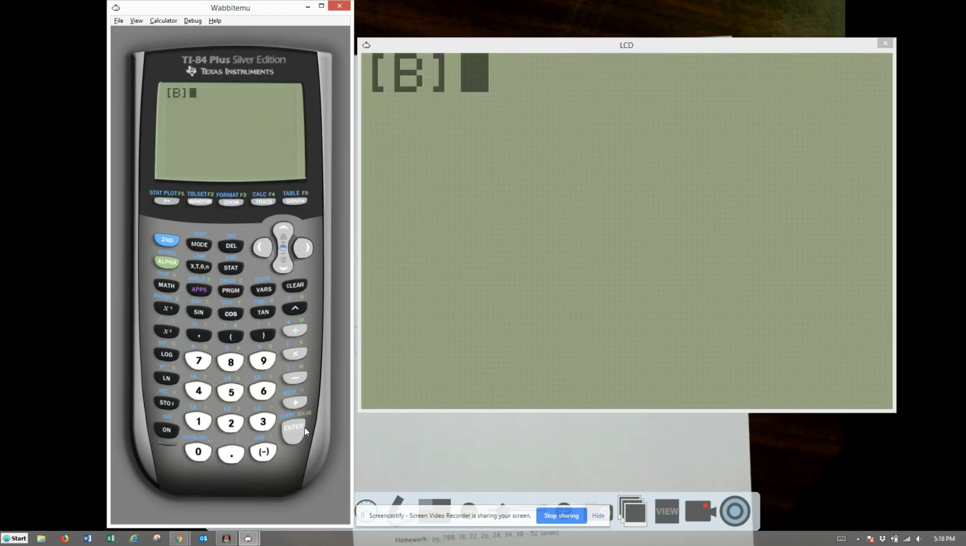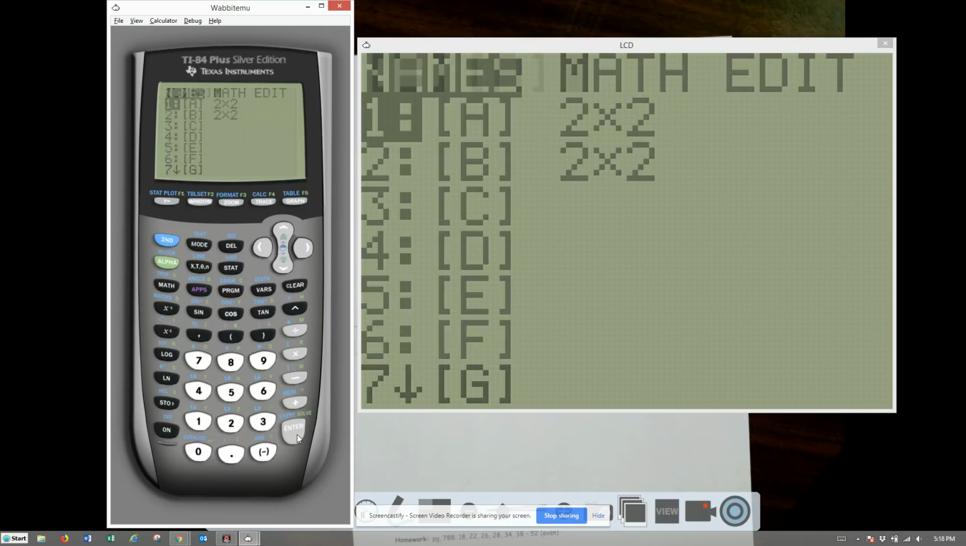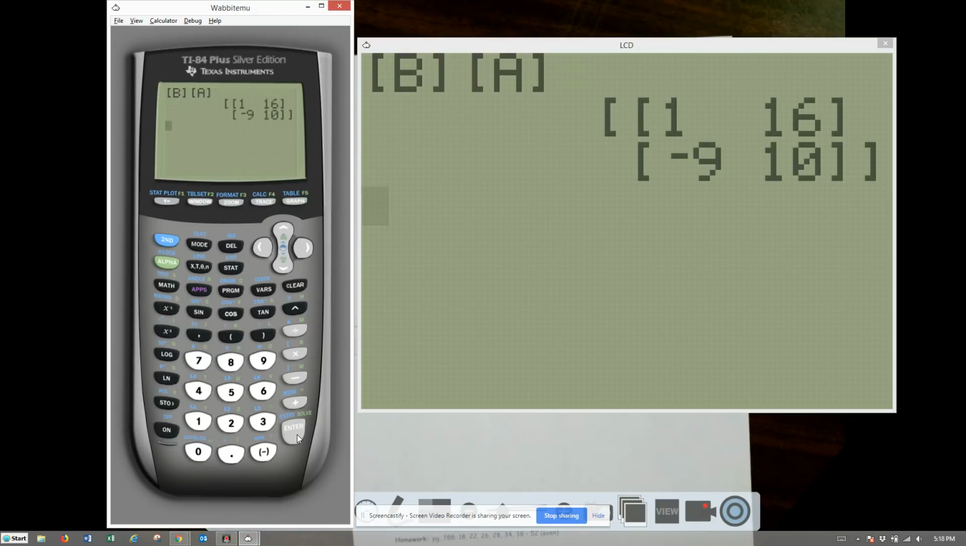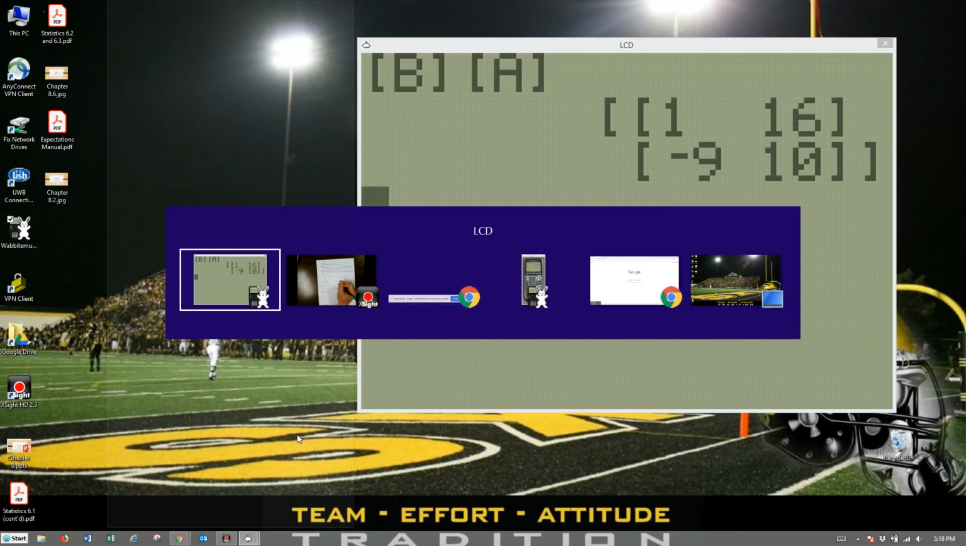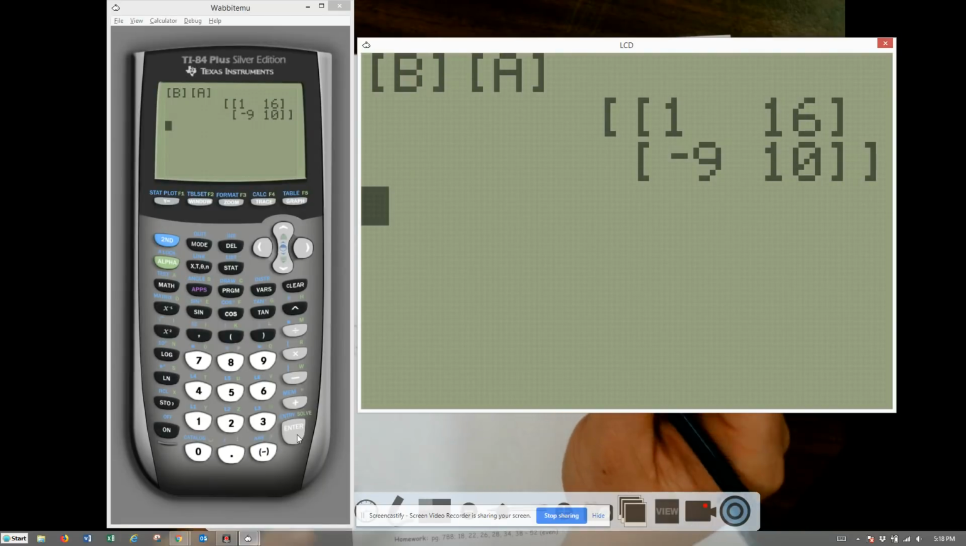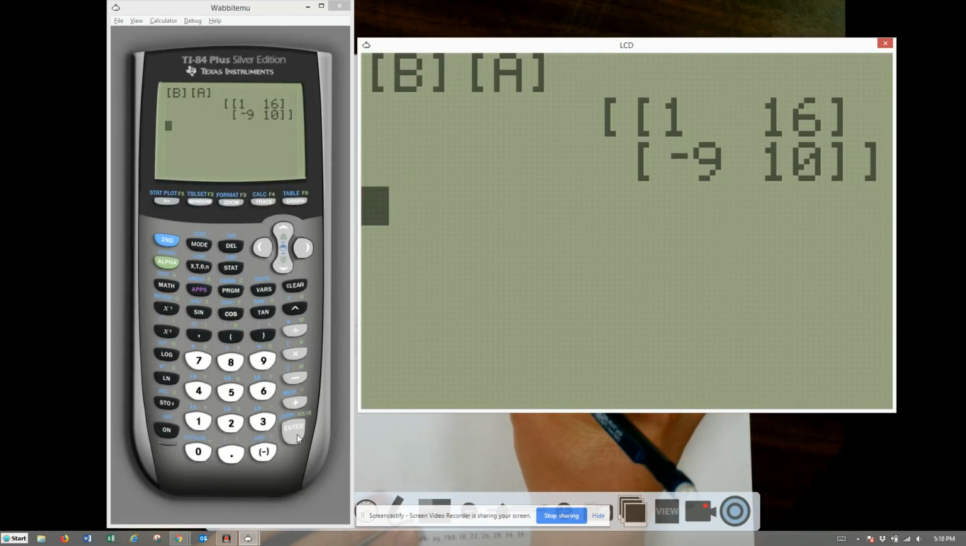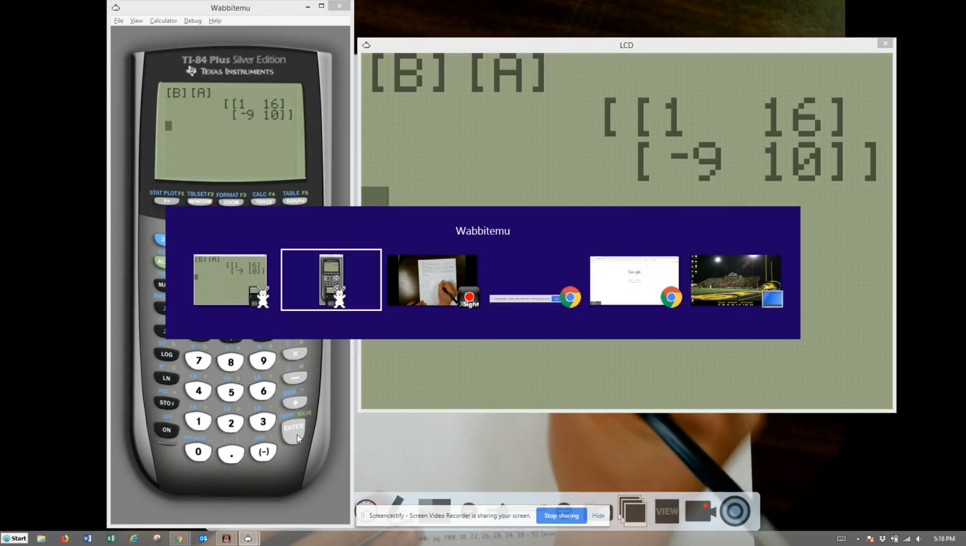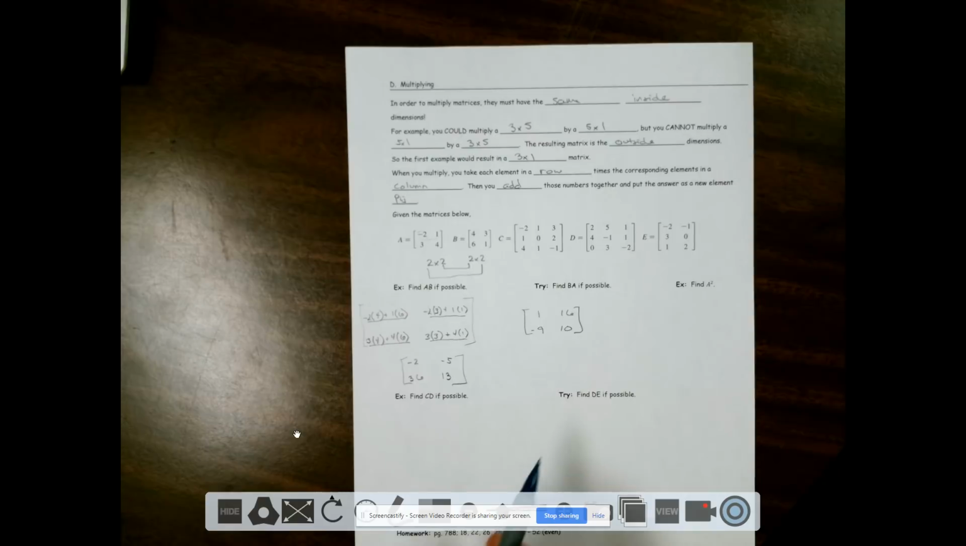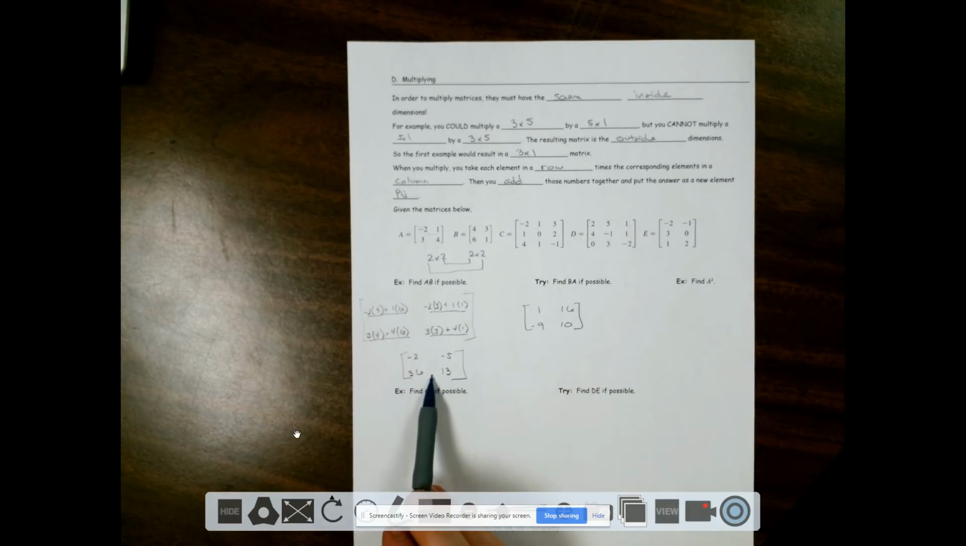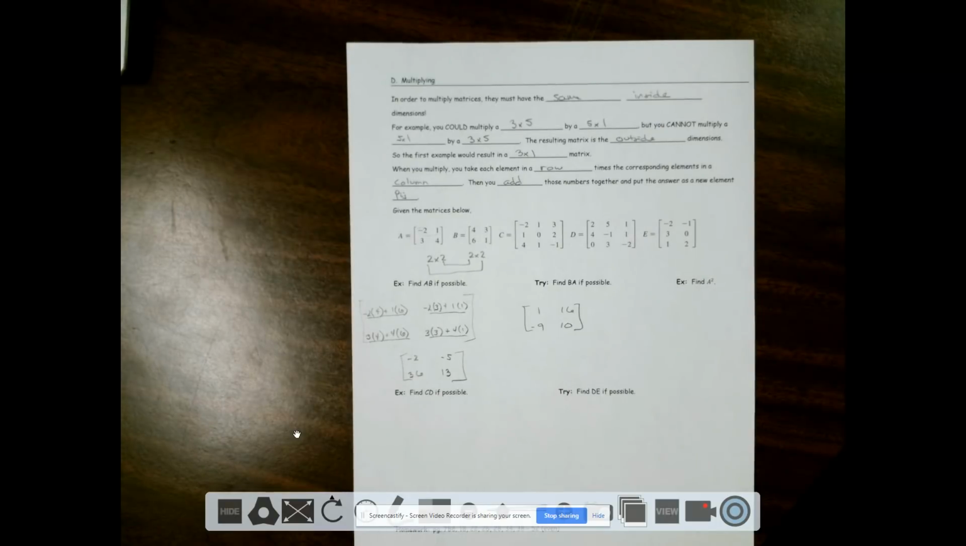Since we already know the process, B times A. And you notice A times B gave us a different matrix than what B times A gave us: 1, 16, negative 9, 10. So let's take a look at those now. Two totally different answers. So matrix multiplication is not commutative, whereas in numerical multiplication, 5 times 3 is 15, 3 times 5 is 15. Regular multiplication is commutative. Matrix multiplication is not commutative.